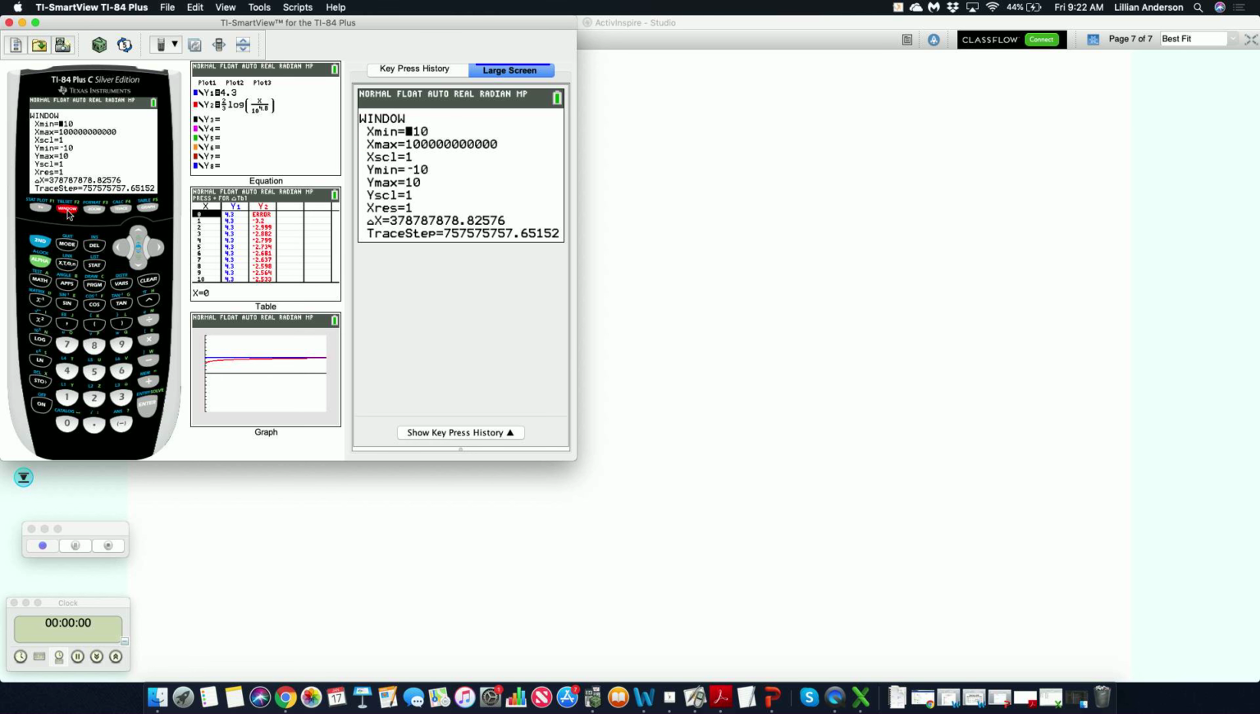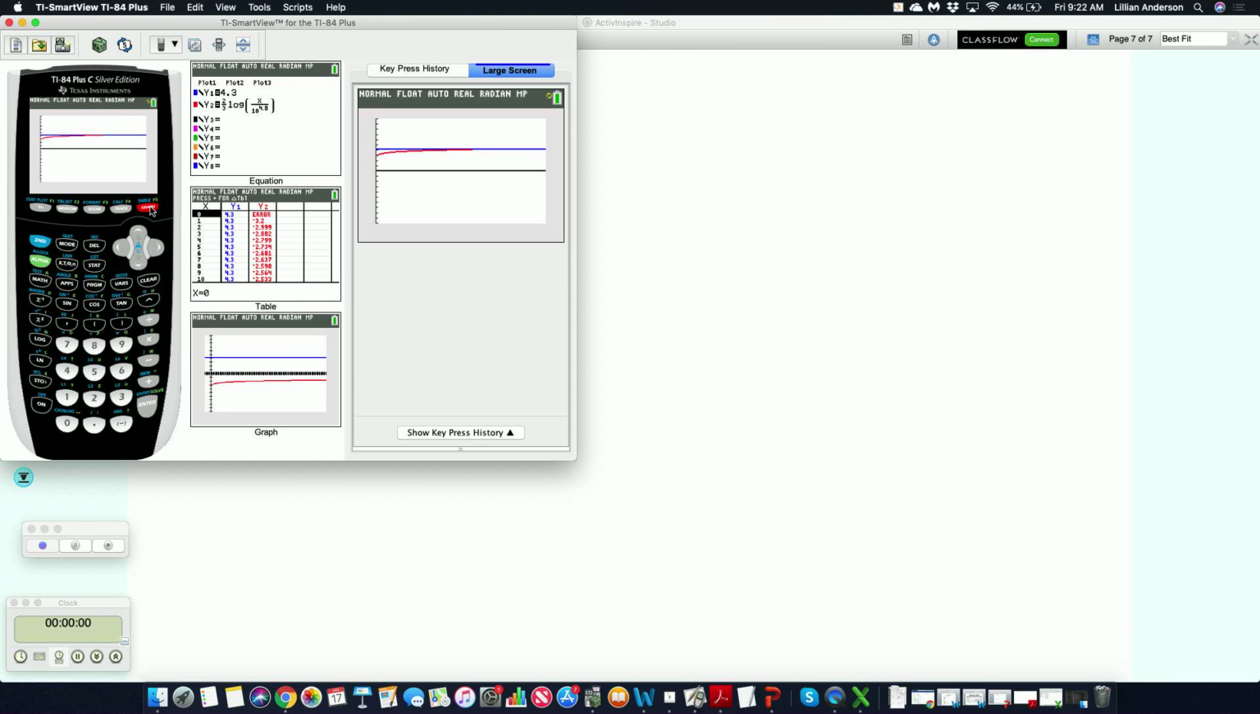So our window wasn't wide enough, so we're going to need to open it up some more. Let's do 20 times 10 to the 10th power. We're basically trying to see where our blue line and our red line are going to intersect, and then we need to get that value. So it should intersect at this point, and let's see. So we have second trace, option 5, enter, enter, enter, and sure enough, we do.